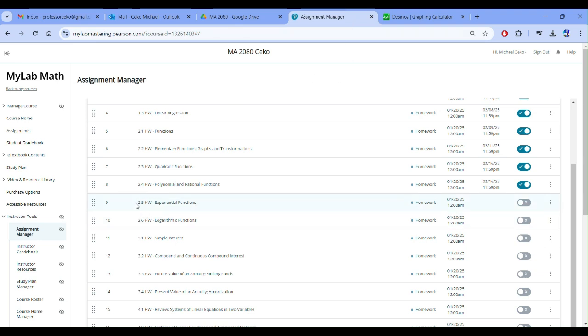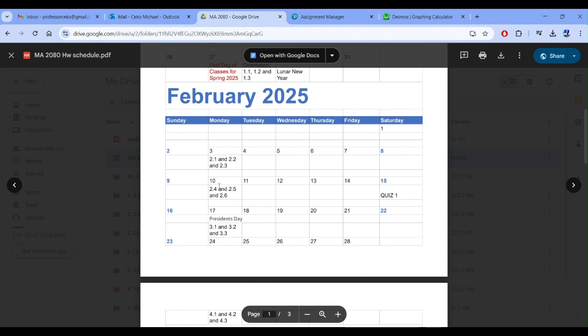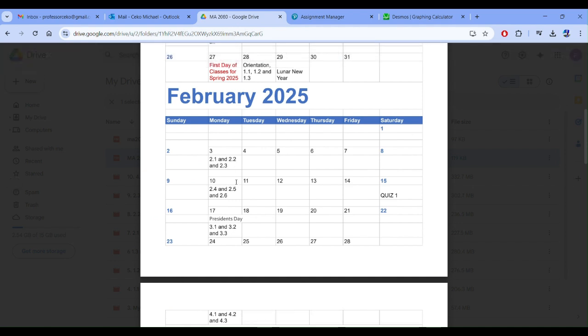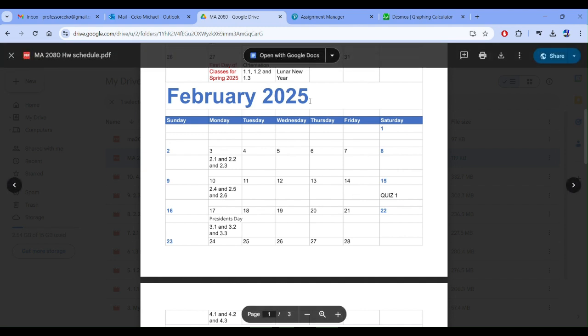Today we're going to be looking at 2.5 exponential functions. Just to get a look at the schedule and see what we're looking like. We are at 2.5, which is in our third week of class. So after this lesson, there will be one more, and then we will have our first quiz. More to come regarding the quizzes, but let's get started.